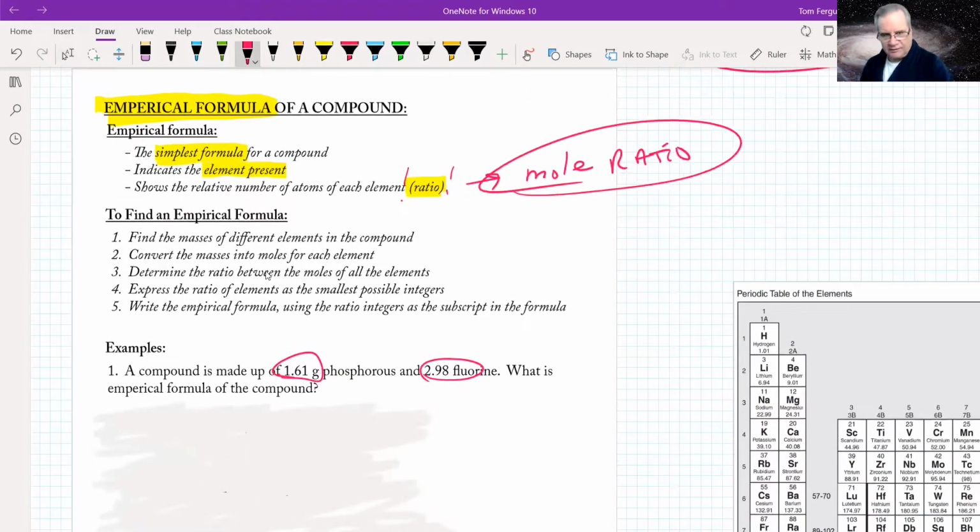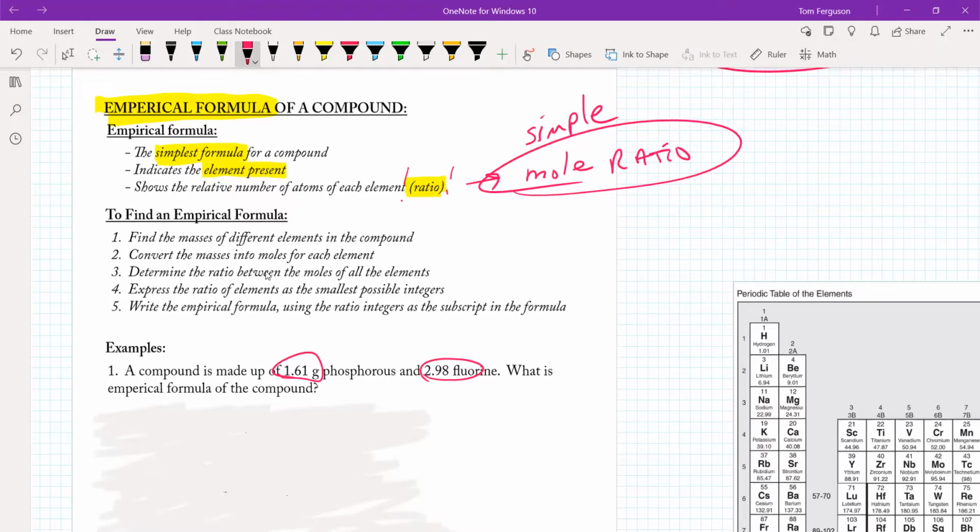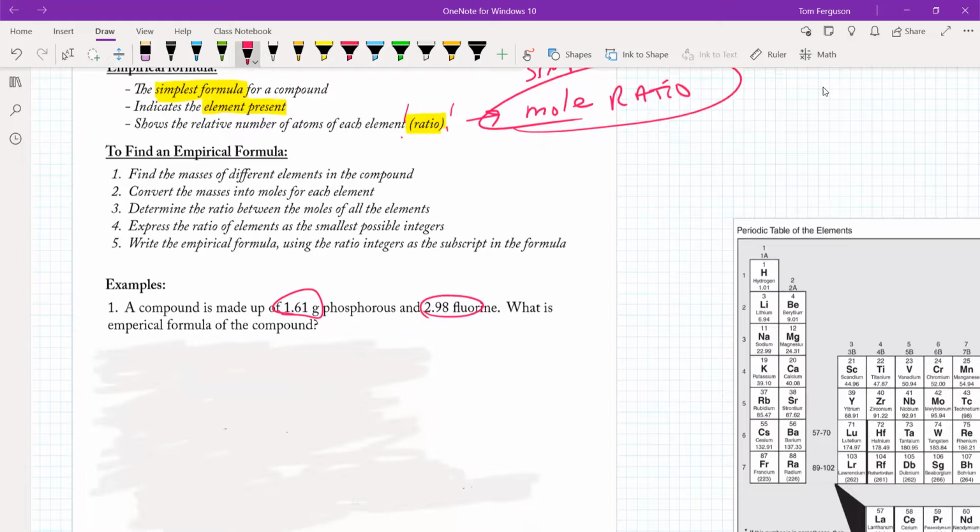Okay, so again, this is the key to working empirical formulas. We're looking for a simple mole ratio. Now that simple mole ratio means we have to first calculate the moles of each, and then we're going to find a simple ratio. So step number one is to convert the grams, if we're starting with grams, into moles. Now with the percentage problem, we're just going to assume we have 100 grams, so the percent automatically converts to grams, and I'll show you that in a minute. Either way, we're going from grams to moles.